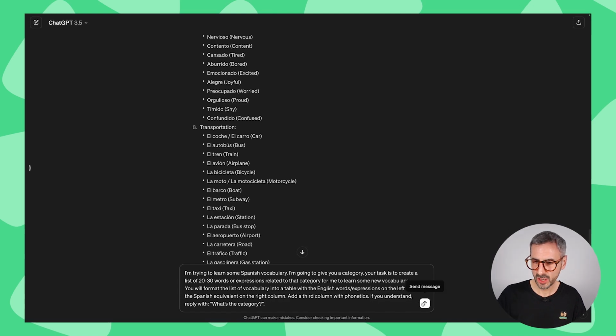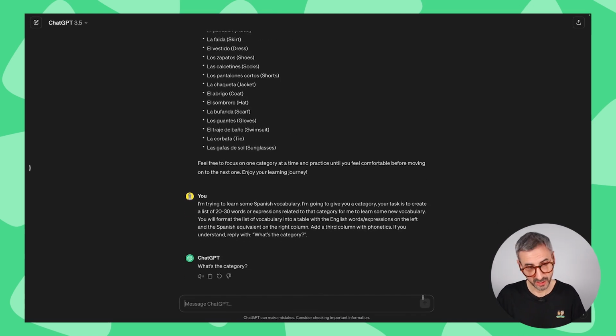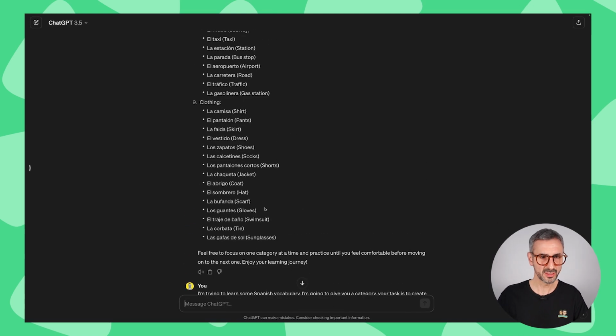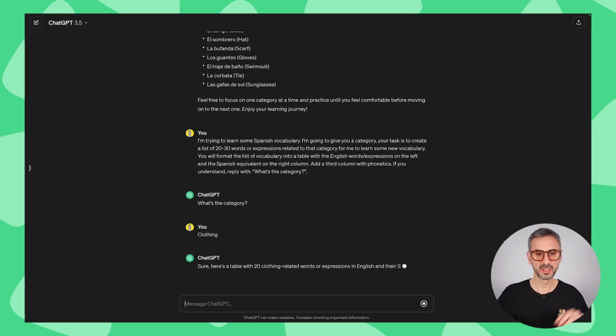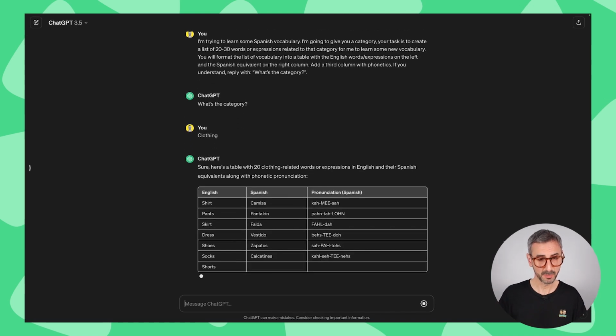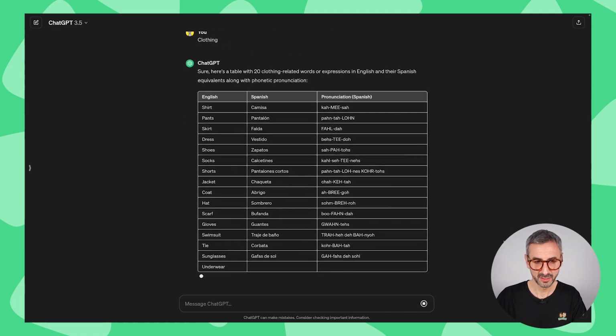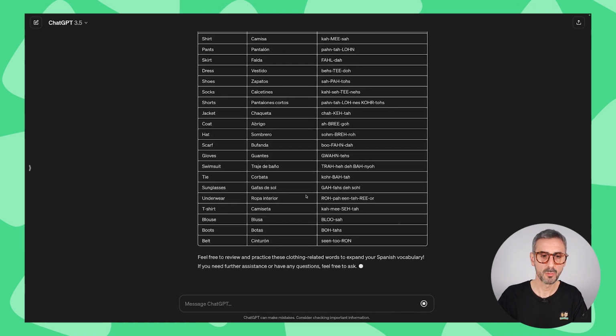Okay, so let's try this prompt. It should ask me what's the category. Perfect, great. Let's just take the last category here and let's just put clothing. Okay, I'm just gonna put clothing. It should generate that table. Yep, there you go. So perfect. This is great.